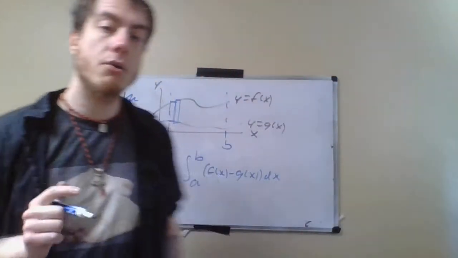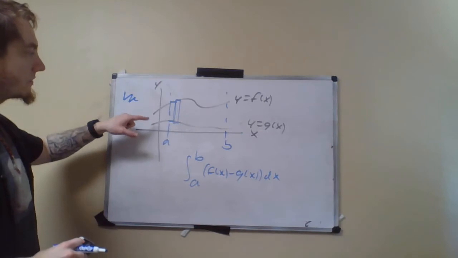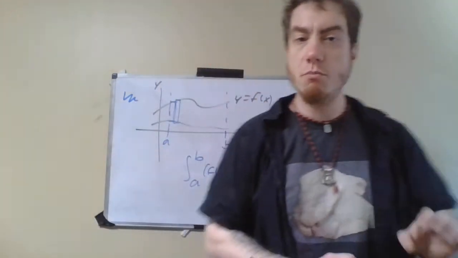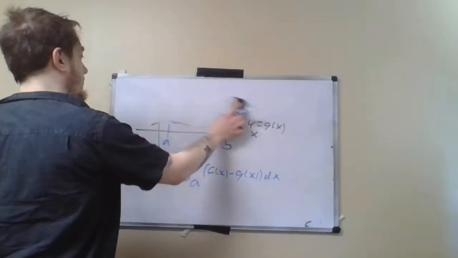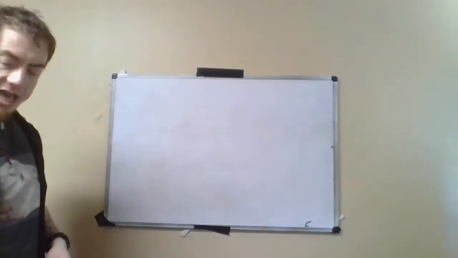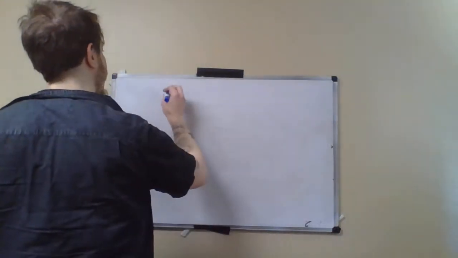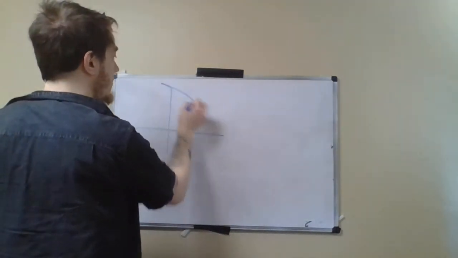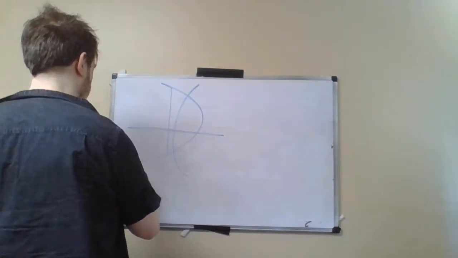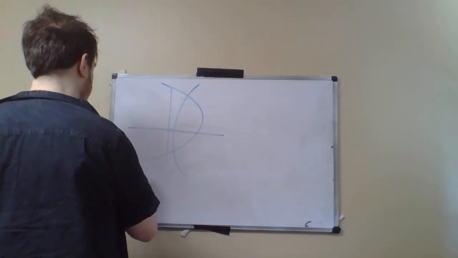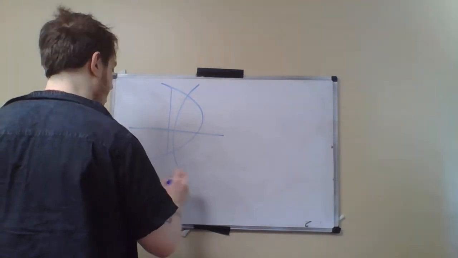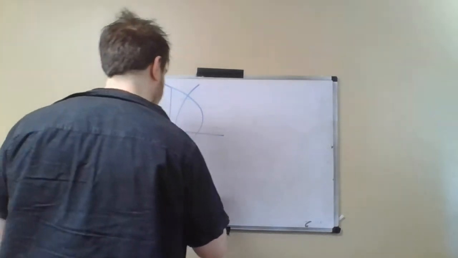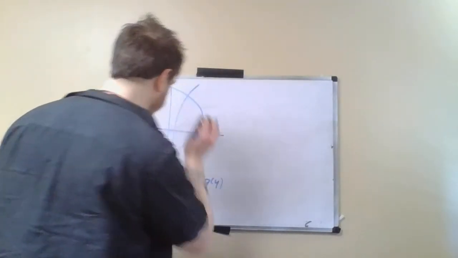Now, what I want to point out is that you can play this same trick using horizontal rectangles if you need to. In some circumstances, you may want to use horizontal rectangles for your Riemann sum. One reason is, suppose I'm dealing with this kind of region, with two curves like this. This one is x equals f of y, and we'll call this one x equals g of y.